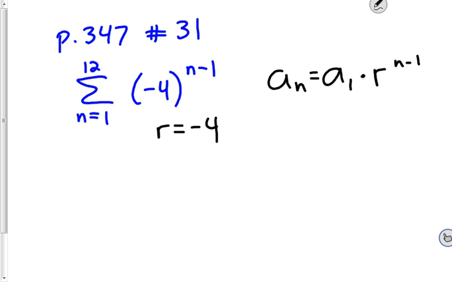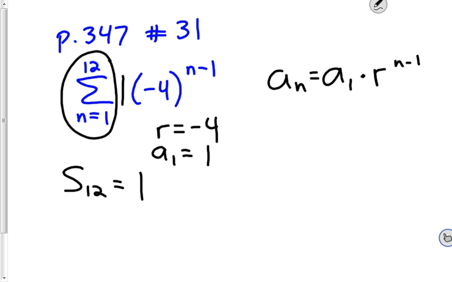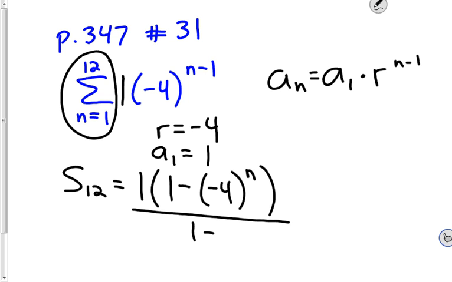Now, what number is out in front? A 1. So a sub 1 equals 1. We have to be able to read an explicit formula, right? We have to be able to get that information out of that notation. So now we're finding the sum of the first 12 terms. So S sub 12 equals a sub 1 times (1 minus r raised to the n power), notice I put that in parentheses because it's a negative 4, all over 1 minus r. Here I don't need to put it in parentheses because it's not being raised to a power.